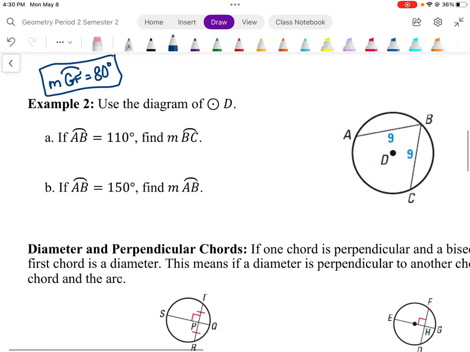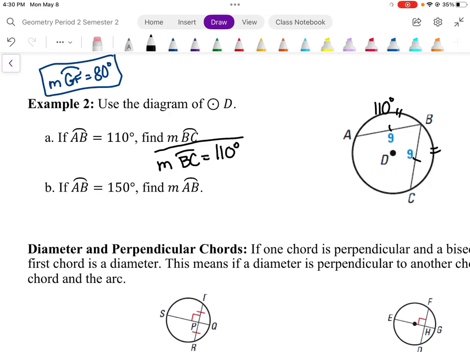Then if we look at example 2, we're going to use the diagram of circle D. And if they tell us that AB is 110 degrees, because we know AB and BC are congruent, the arcs that they cut off are also congruent, which tells us the measure of BC is also 110 degrees.